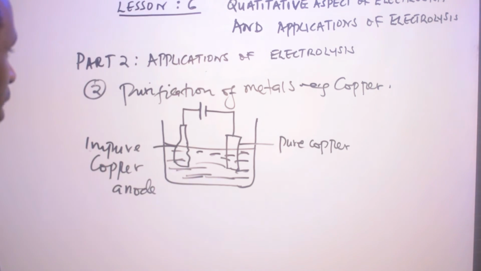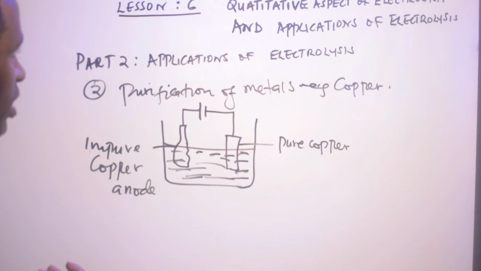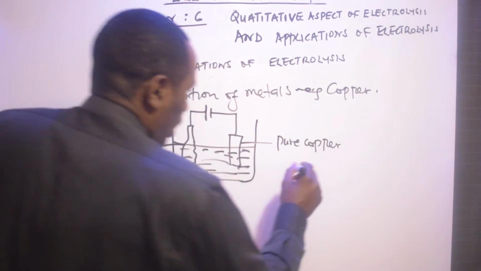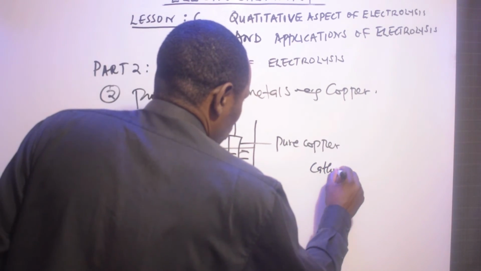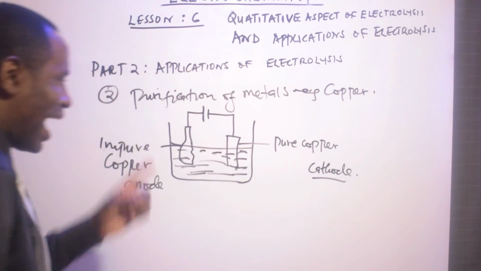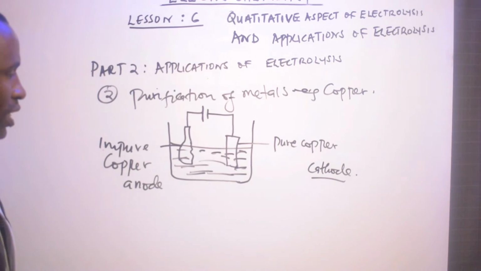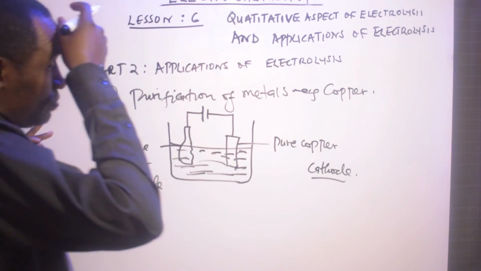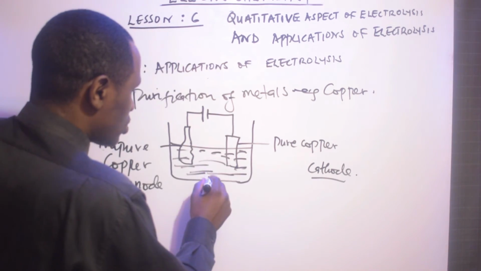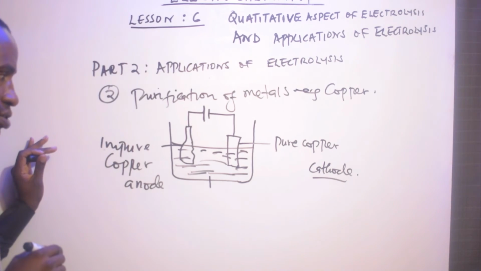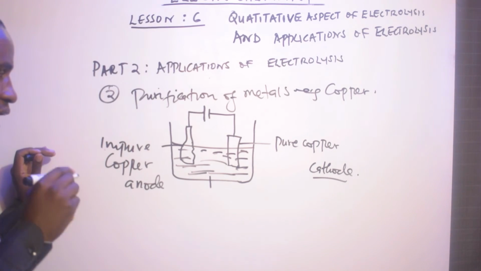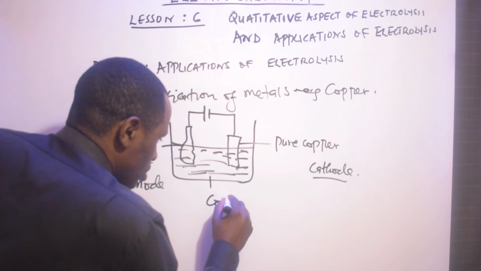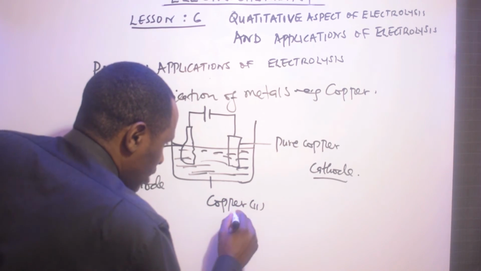So again, maybe we can mention the equations or the reactions that happen at these electrodes. What happens at the cathode? Before we get to the cathode, I'm going to use a solution containing copper ions. In other words, I can use copper 2 sulfate.